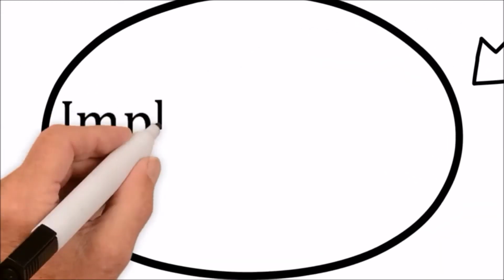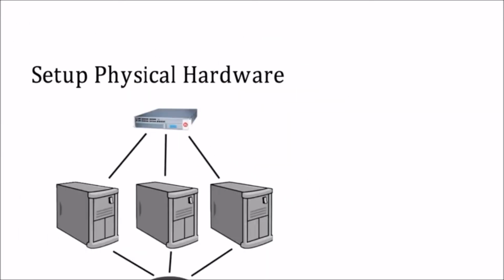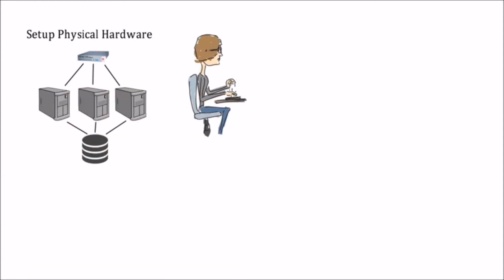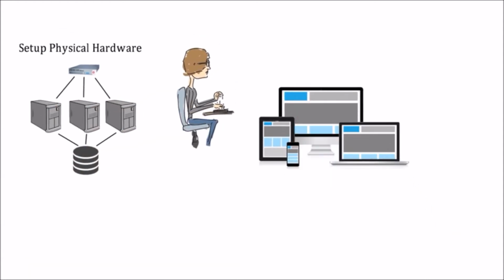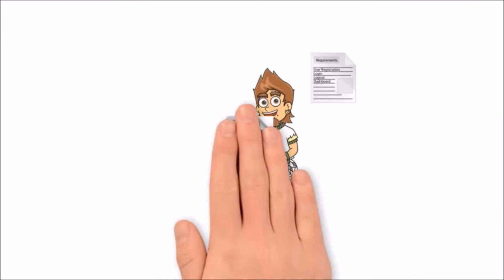Next, we'll discuss the implementation and the coding of the application. The implementation and coding phase is where everything starts to become fun. The operations team will set up the physical hardware for the servers, the developers will start writing the code, the designers will continue planning the user interface, and the testers will analyze the requirements and start building test cases for their test plans.